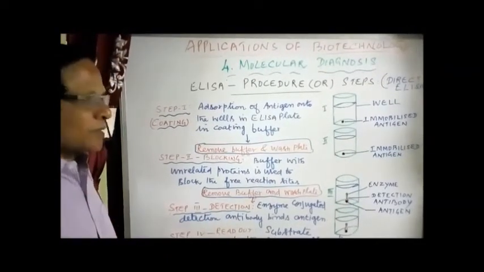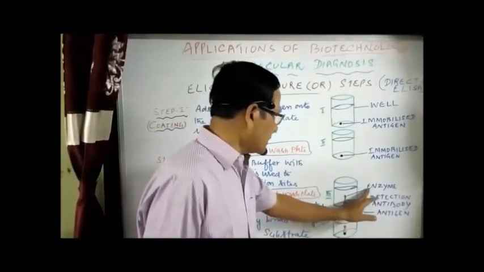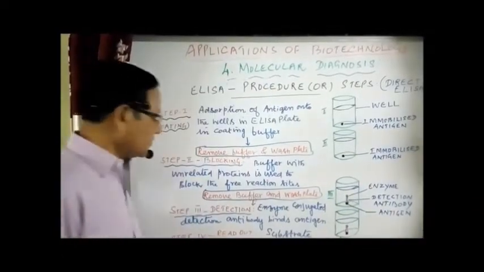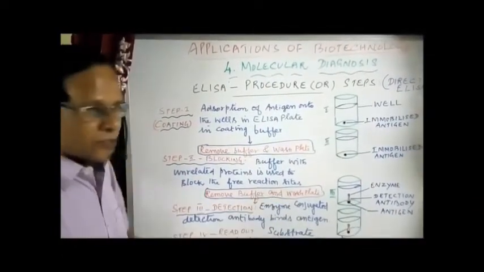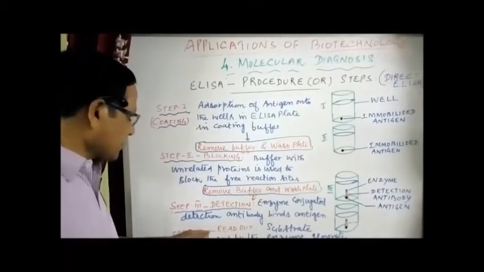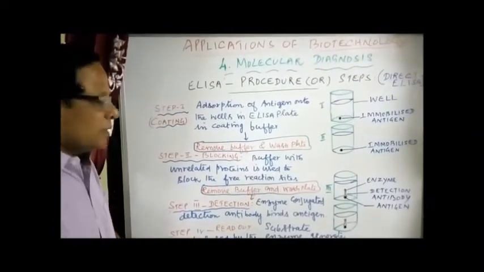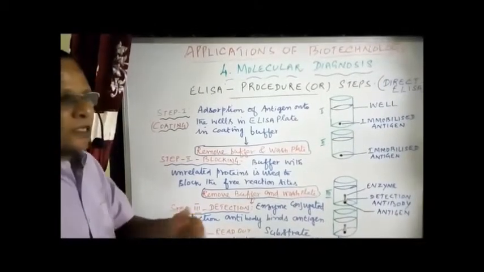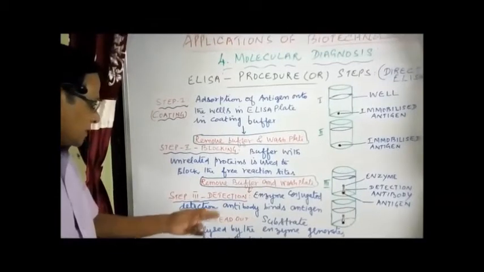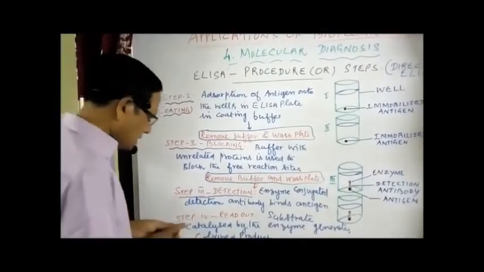Step 3, detection. Now this is what is called the enzyme linked or conjugated detection antibody. It is added and it binds with the antigen. Then step 4, readout. The substrate is catalyzed by the enzyme, giving a product that generates a color that is read out, and that is called readout. The substrate catalyzed by the enzyme generates a colored product, or we can say colored readout.